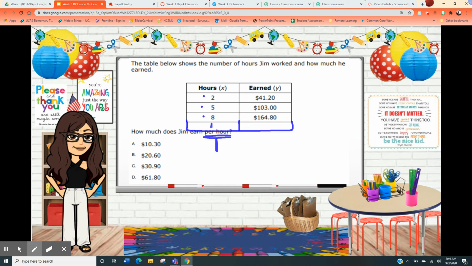Our tables are already labeled with our X and our Y. So we're going to go ahead and solve. Remember that to solve for our unit rate, we can either go up and down on our table, or we can do R, which is unit rate, equals Y divided by X. I'm going to go ahead and do Y divided by X, so I'm going to pick a row to use. I'm going to go ahead and use this one, and I'm going to set up my problem.